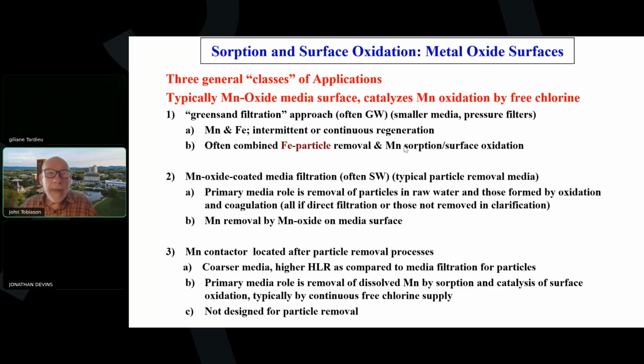The second one is that normal media used in surface water treatment, for example, to remove particles, that media can get coated with manganese oxide and can also effectively adsorb manganese. And if there's free chlorine across that filter surface, the manganese will be oxidized on the surface and removed that way. So that happens quite a lot. The third, and I'm going to spend a little more time on this with some examples, is a manganese contactor after we do particle removal. So move the step for uptake beyond the particle removal step. And I'll say more about that.